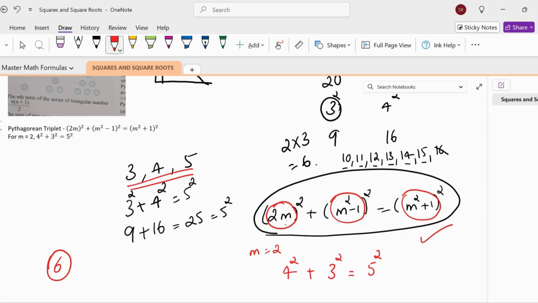Keep revising and try to write the properties or recollect the properties by numbering them from 1 to 6 and practice it regularly so that you remember all the properties of squares and square roots.